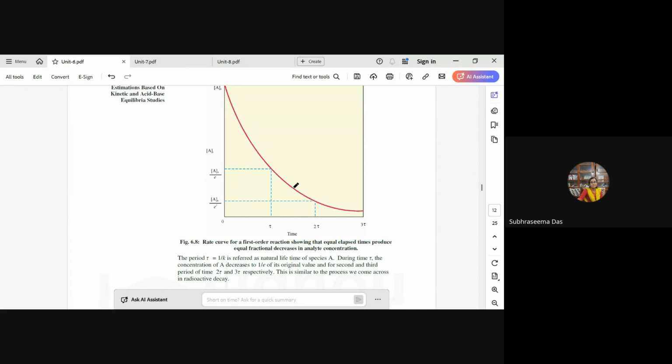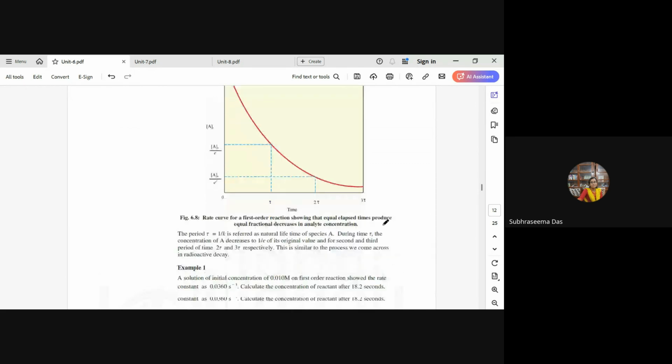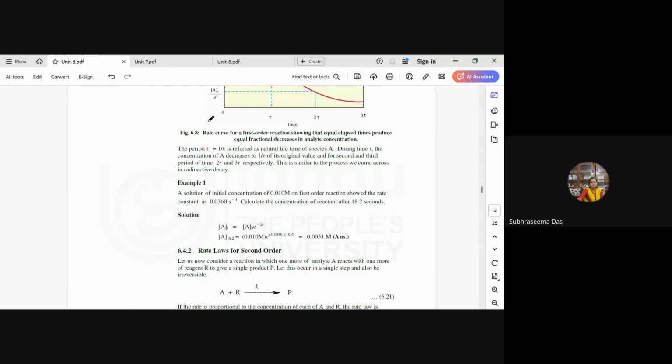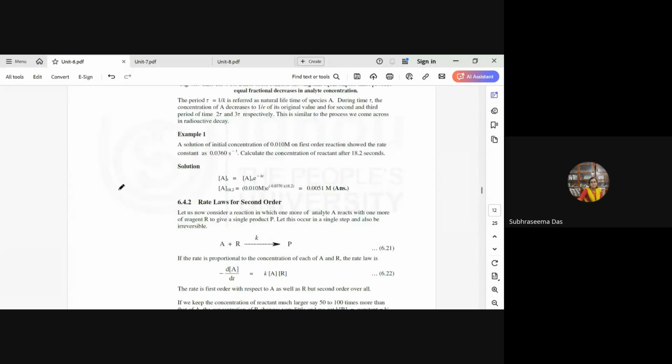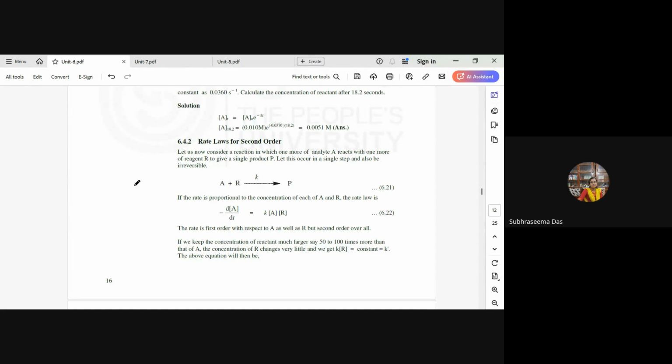Similar figure is similar to that of what we call radioactive decay. So this is how we can calculate the concentration of a first order reaction after any particular time t. One example has been shown. Then coming to rate laws for second order.